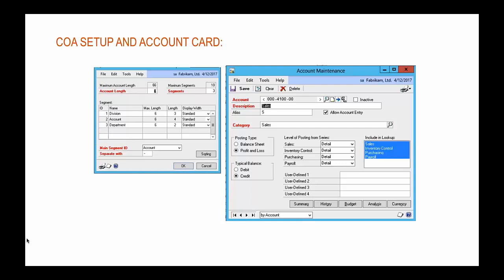We have a multi-segment approach. You see the segments inside GP when you go into it. As soon as you go to put a transaction in, you got to type out the segments. Is there a best practice on the segments?